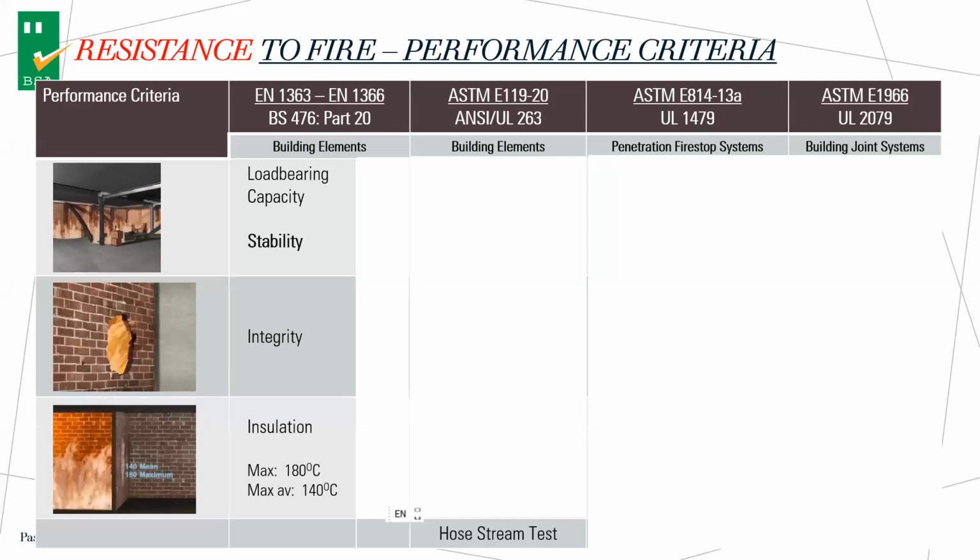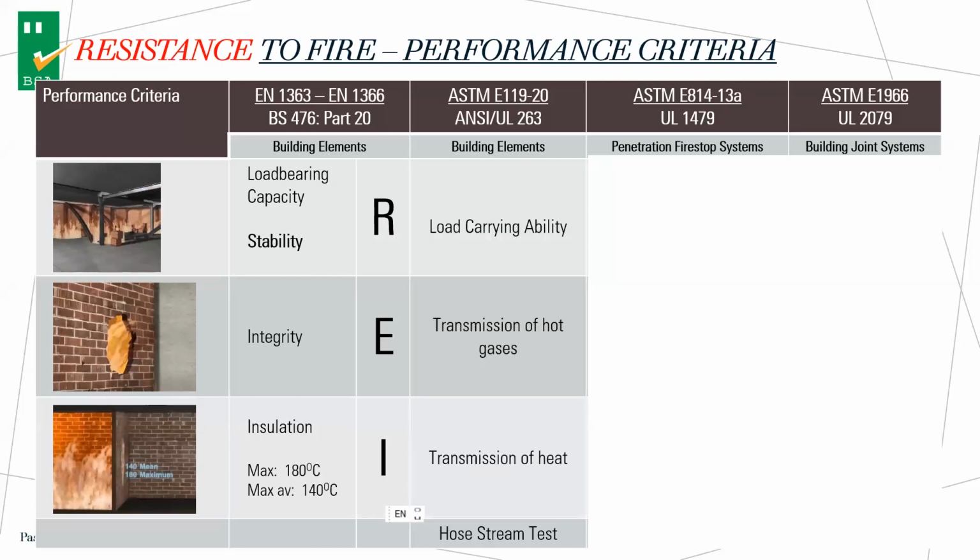Insulation actually makes sure that on the other side where you are standing to observe the performance, the maximum temperature cannot exceed 180 degrees, and the average temperature cannot exceed 140 degrees from ambient. The European and British way of stating this performance is called REI. R is load bearing capacity, E is integrity, I is insulation. And I here also draw upon the ASTM way of testing, where they call it load carrying ability, transmission of hot gases, and transmission of heat.